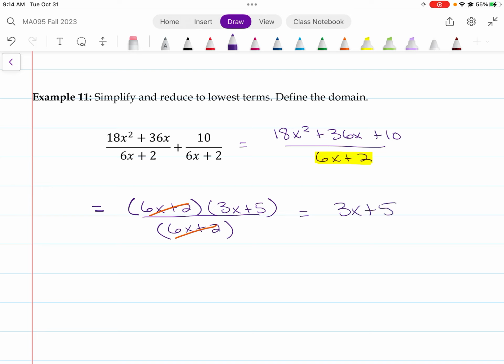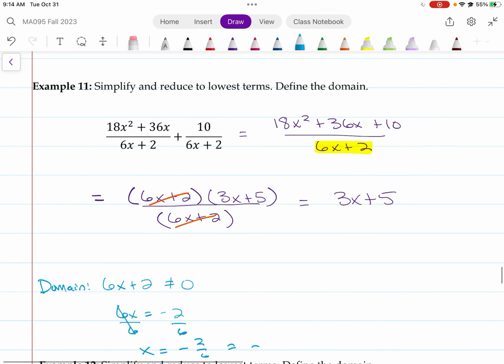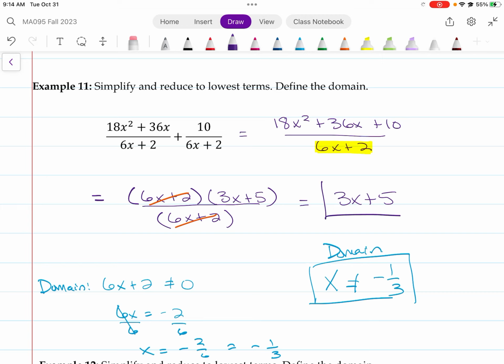All right, so the domain, they're asking us about the domain again on this one. So 6x plus 2 cannot equal 0. So this is the domain. All the things that x can be. It's everything but this, all right? So subtract 2 from both sides. You get 6x equals negative 2. Divide by 6. And you get x equals negative 2/6, which is negative 1/3. Okay, so x cannot be negative 1/3. Okay, that's the domain. And this is the answer. That's a simplified version. All right, let's try another one.